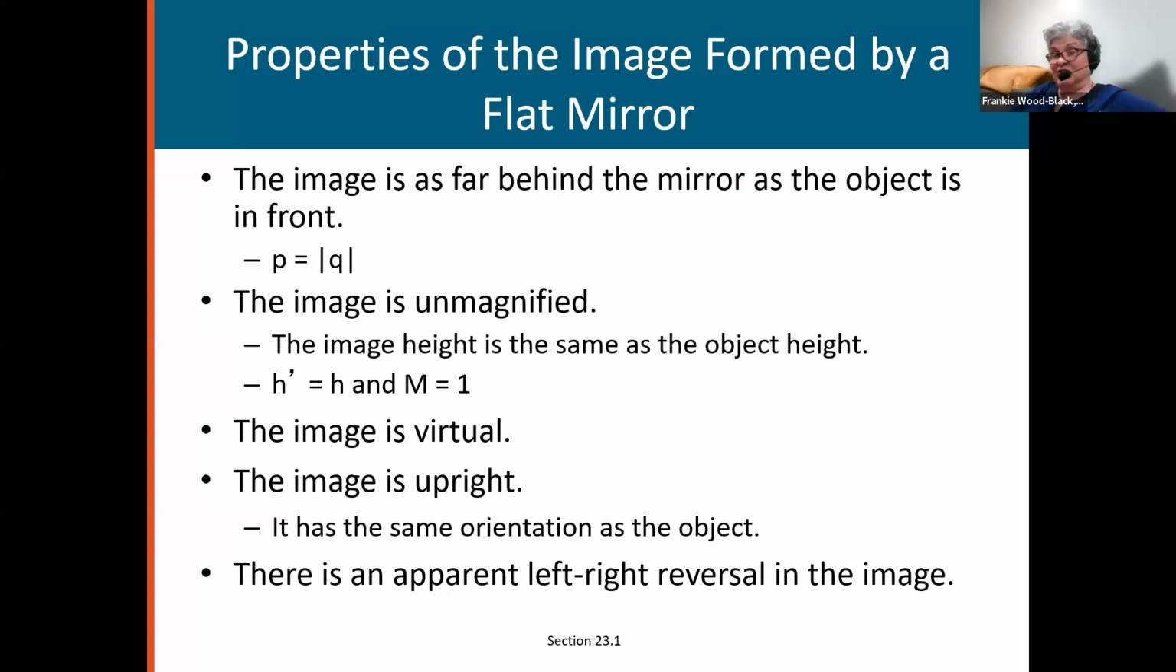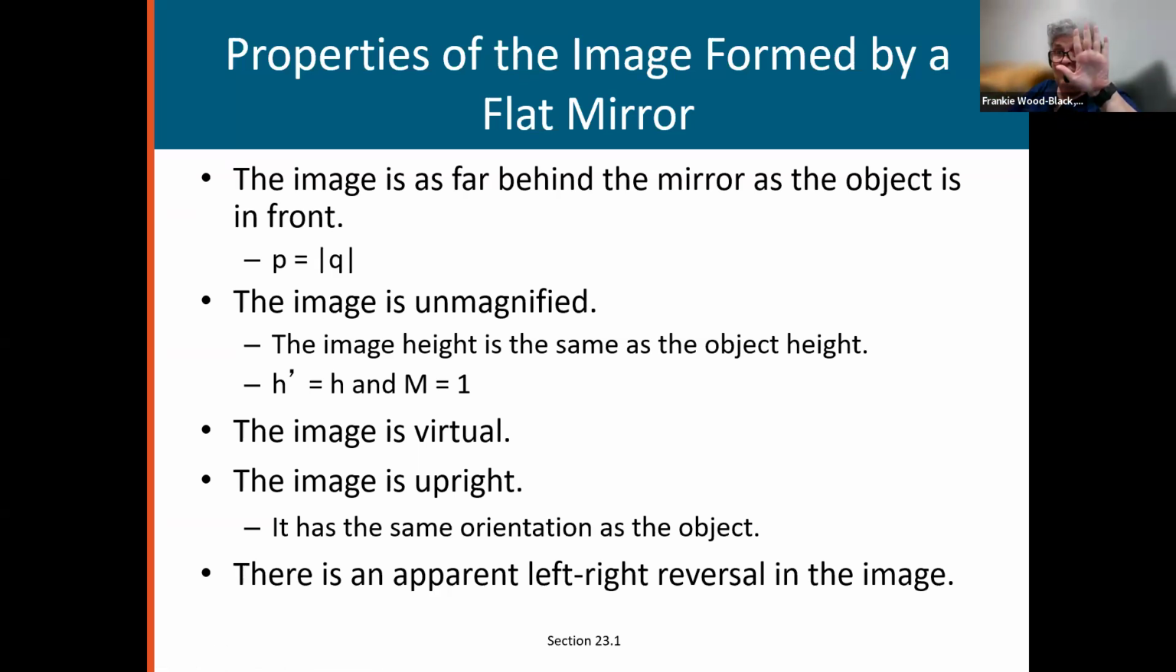You can see that distortion in a spoon because a spoon is going to have a curve in there as well. Your image will be virtual because if I put a piece of paper behind the mirror, no light truly goes through the mirror, so I'm not going to get a real image. The image will be upright. It'll be in the same direction as my object. And with mirrors, there's an apparent right-left reversal.